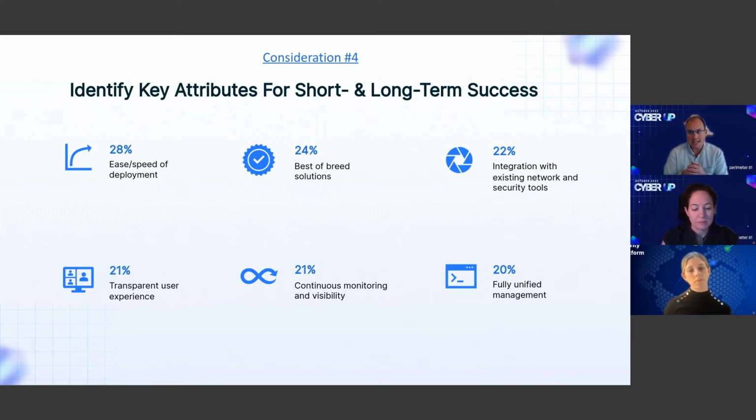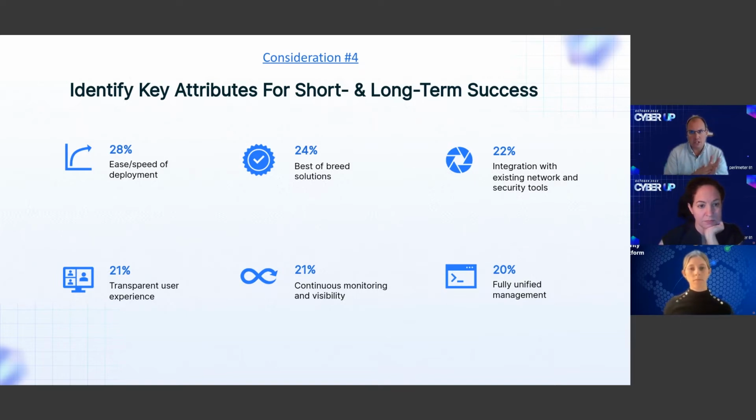22% said, can the tools that I'm looking at integrate with my existing tools? Because I may not be able to deploy everything all at once, is this going to fit into the stack I have, at least in the short term, as I start to maybe migrate additional tools over and think differently moving forward?